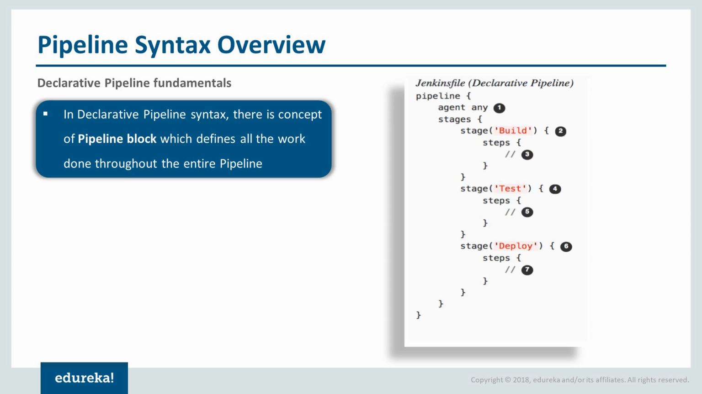Once you have defined the agent, you have the stages block, and again you have different stages. Each stage will have a meaningful purpose. If you see here, defined by number 2, you have a build stage, and then you define the steps. Then you have a test stage, and you define the steps. Then you have a deploy stage, and you define the steps. And at the end, all these things are part of the big pipeline block.